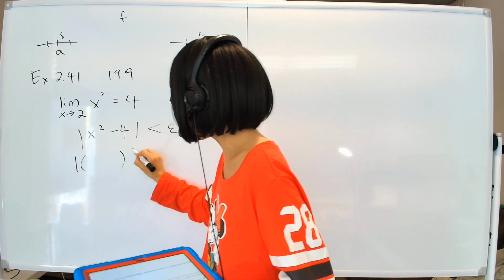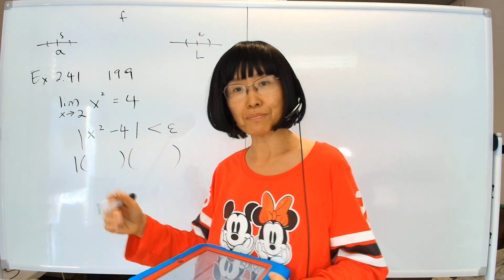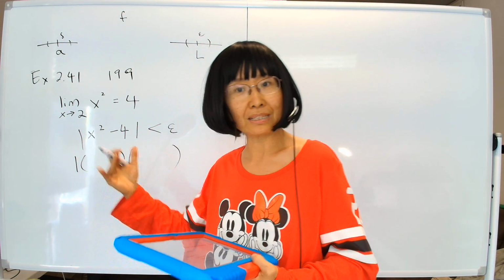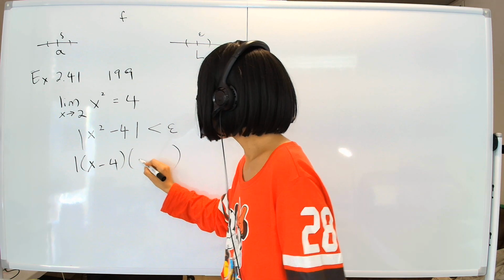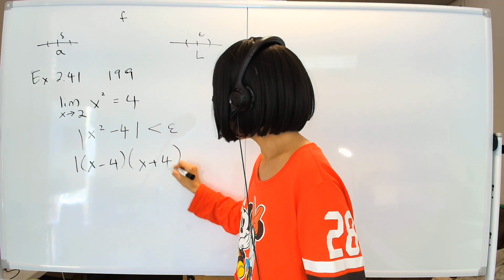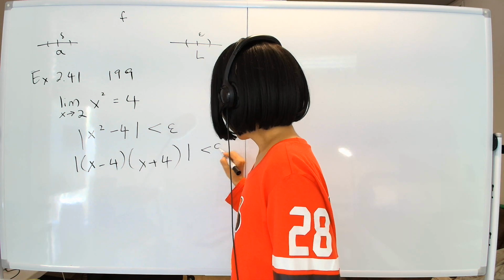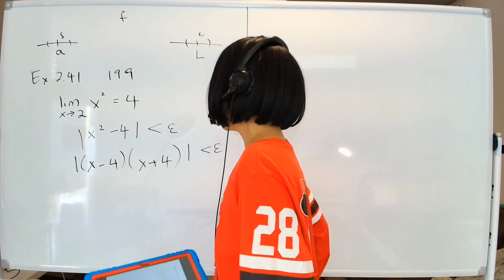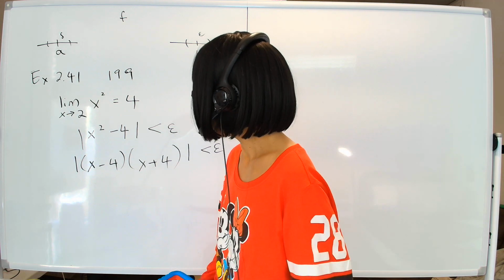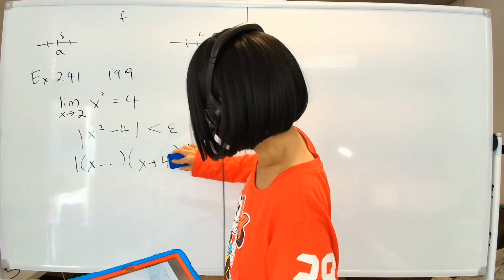And this is, again, a difference of squares. A squared minus b squared is a minus b times a plus b. So you do that: x minus 4, x plus 4, and so on. And you want this thing to be less than epsilon. Sorry, I already messed up. It is squared. Okay, so this is 2, 2 times 2 is 4.